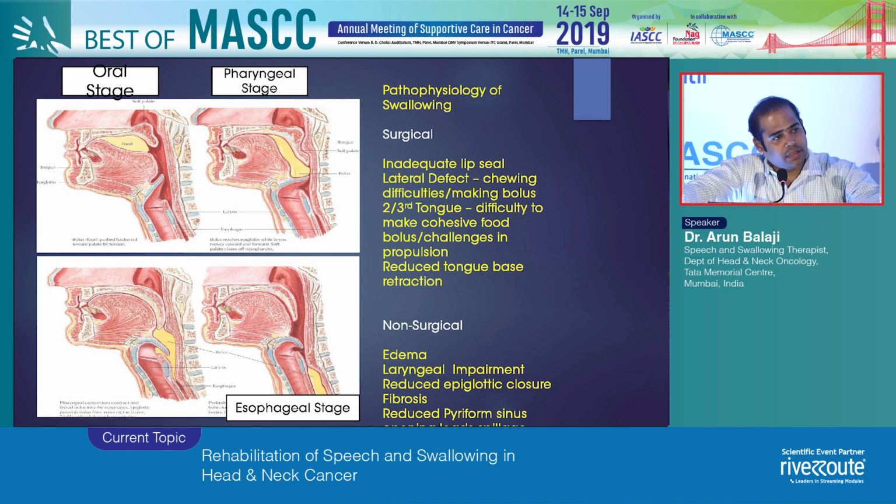It can be a carcinoma of the lip, where inadequate lip seal can happen, or a carcinoma of the buccal mucosa with a lateral defect. They have to remove the segmental mandible, a lateral defect can happen, and the patient is unable to chew very well. And if it is a carcinoma of the tongue, they cannot propel the bolus very well. These are the surgery-related oral dysphagias that can happen.